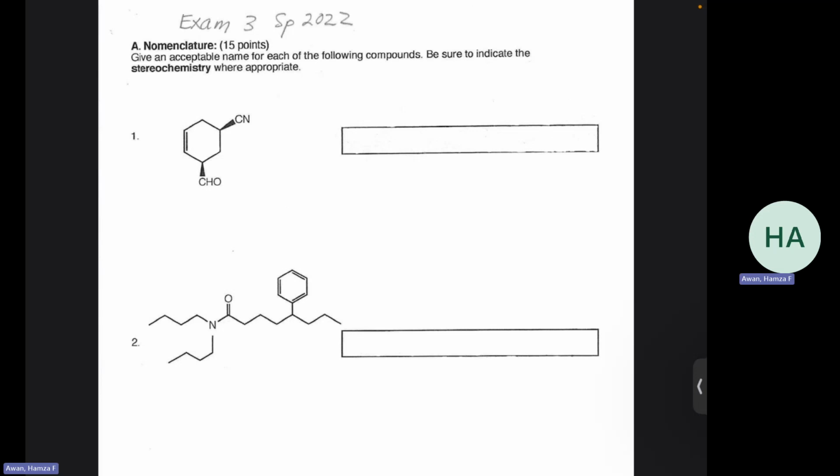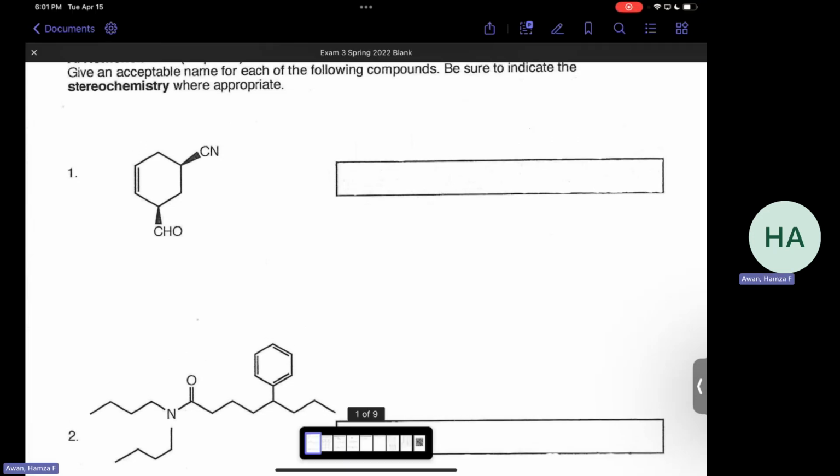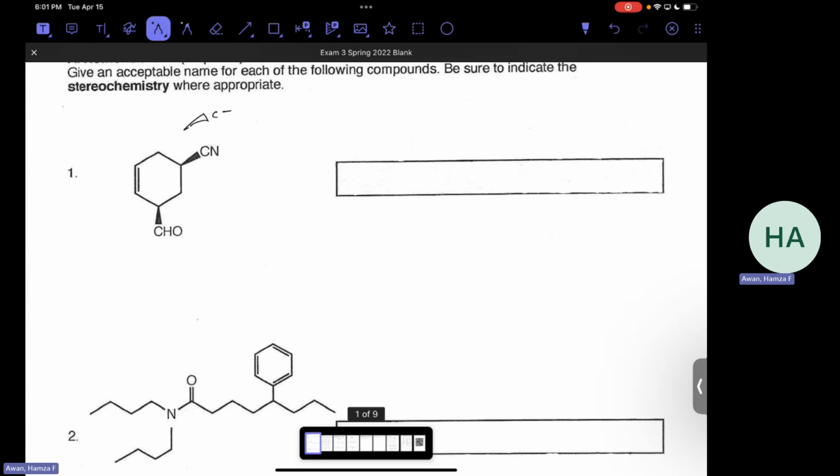All right, so we'll start with the nomenclature. First thing, we have this hexene ring, and it has a nitrile group, CN, and the CHO. So that's an aldehyde. If we're going to draw these out, this would be a wedge onto a C triple bond N. This would be a wedge onto a C with a double bond O onto an H. So we have an aldehyde and we have a nitrile.